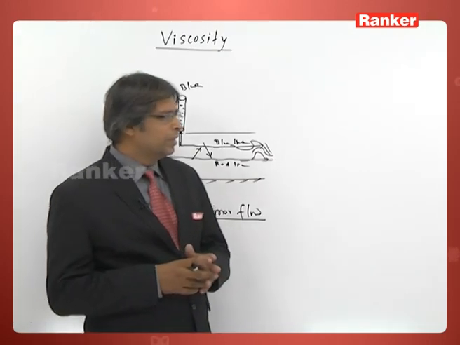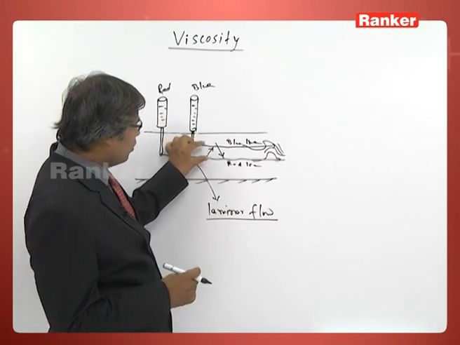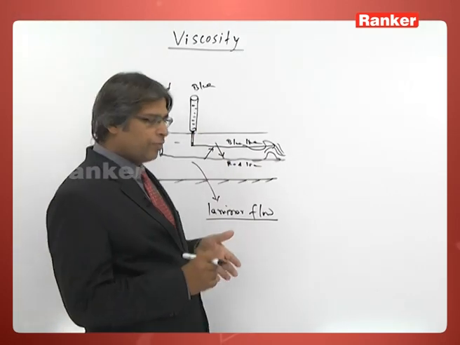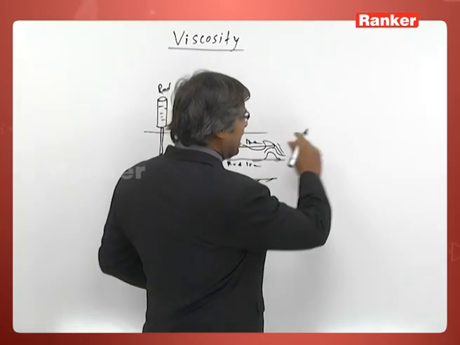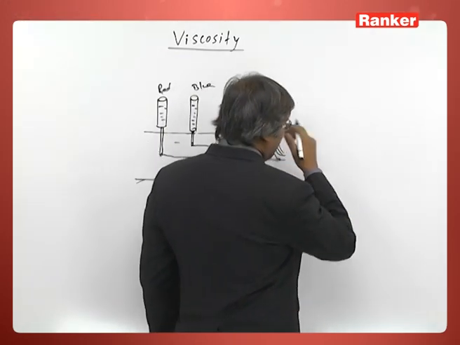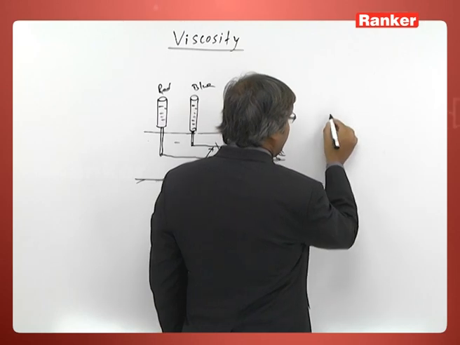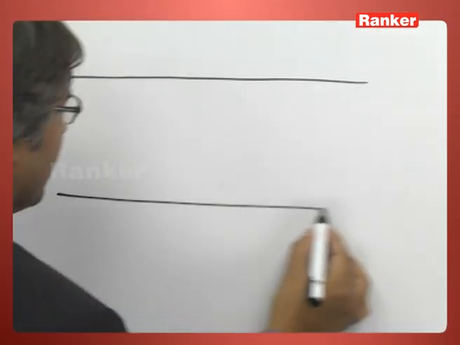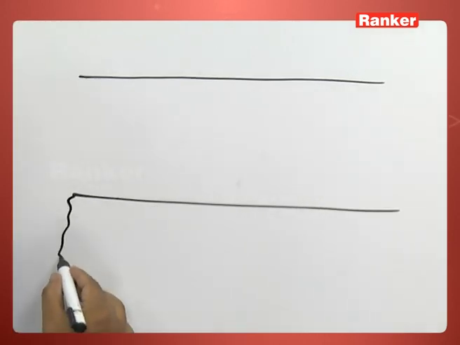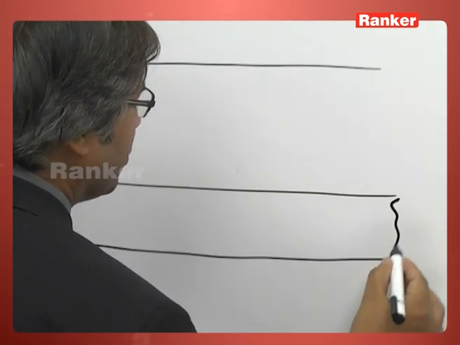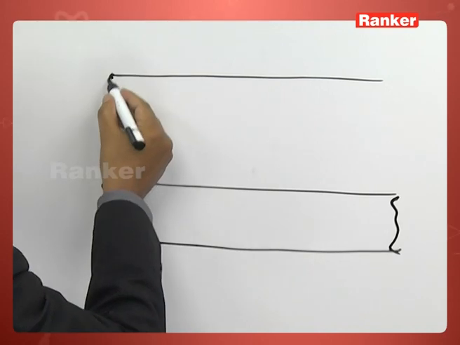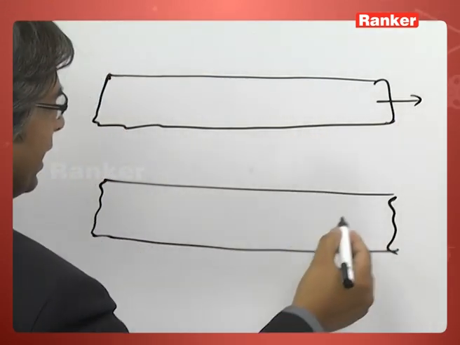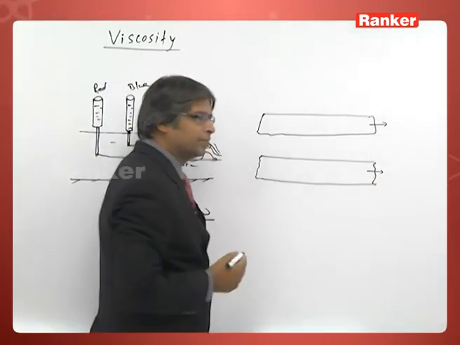Now, let us see what is the mechanism of viscous flow. We have seen that in a streamlined flow, the different layers of fluid flow like this. So, from here to here we have one layer, here to here one layer that is flowing, and we have another layer here to here. So, these are different layers flowing.